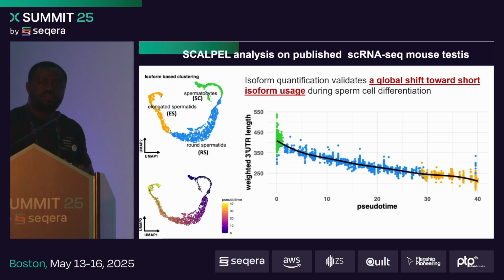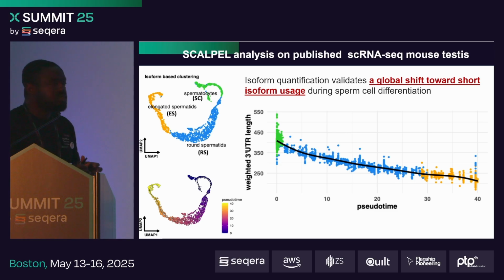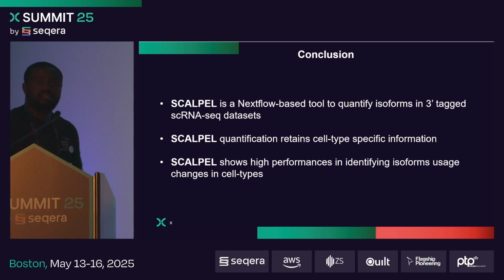And if we do an overall analysis, looking at this differentiation path, we are able to see that overall the gene shows a switching towards the usage of the short isoform compared to the long isoform in the stem cells, in the spermatocyte cells. So that is an example of what using isoform quantification is able to provide in the analysis. So to conclude, SCALPEL is a Nextflow-based pipeline to quantify isoforms in 3' tag single-cell datasets.